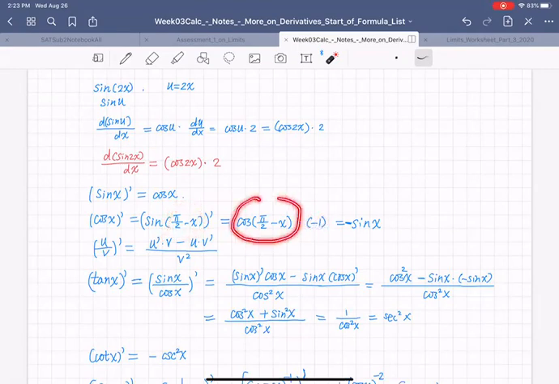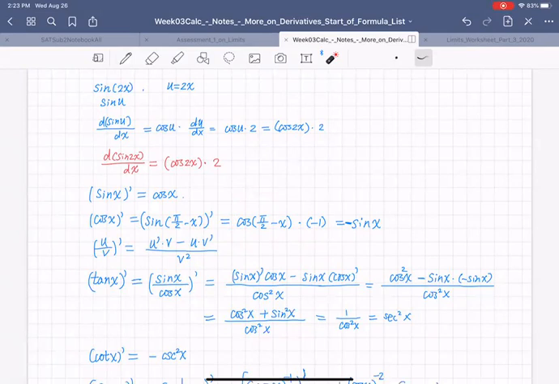How much does this equal? Sine x, right? Sine and cosine are co-functions. So this makes negative sine x.